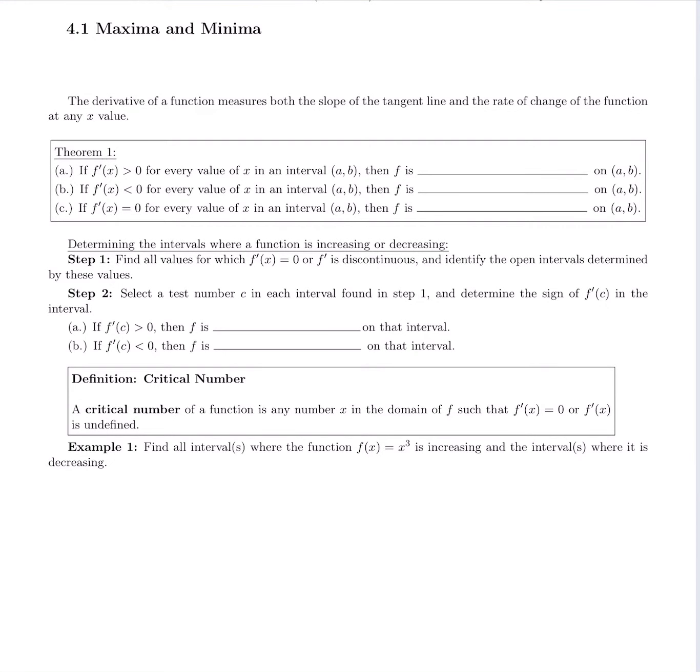Here we want to be able to find maxima and minima. So if we give ourselves a nice visual of what a max looks like and what a min looks like, we then want to remember that the derivative of a function measures both the slope of the tangent line and the rate of change at any instant in a function. So we're going to label this according to what the slope is doing.